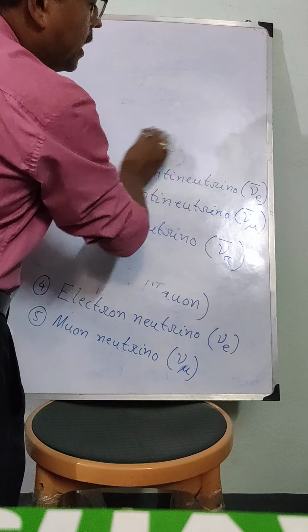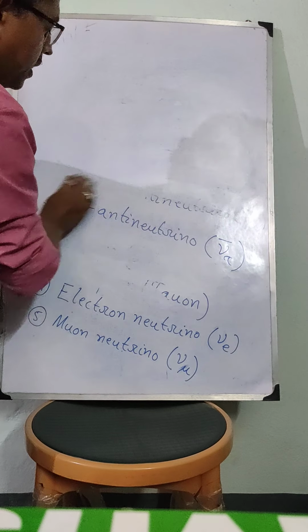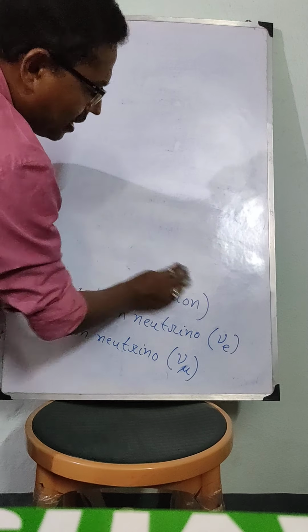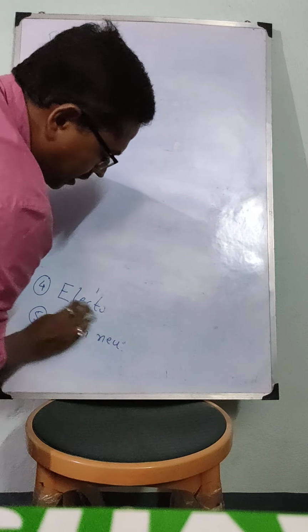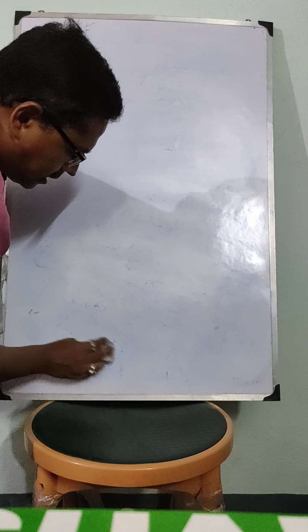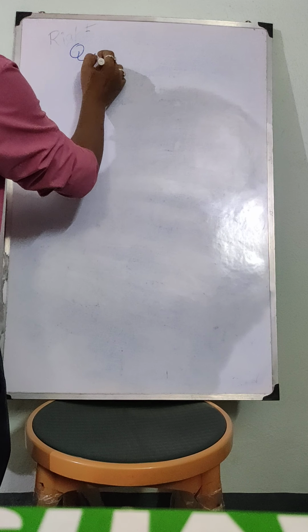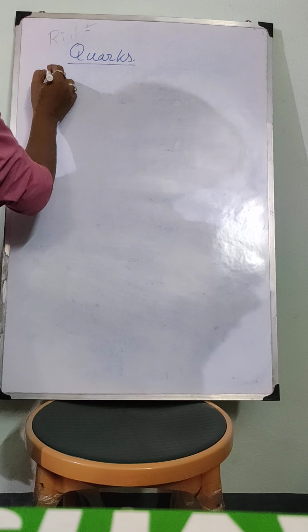Now quarks are the fundamental particles. Many of you know that proton and neutron are made up of quarks. Now we have 6 kinds of quarks, or poetically it is called flavor. So we have 6 flavors of quarks. Quarks are of 6 types.